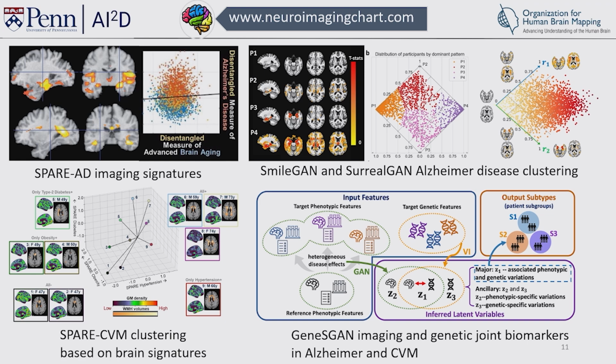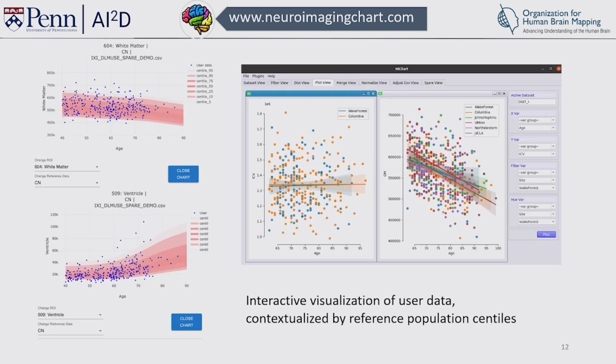And finally, in NiCHART, we've included GeneScan, and this is a method for imaging and genetic joint biomarkers in both Alzheimer's and CVM. And so what this means is that you can upload SNPs as well as images and get these really nice biomarkers for your own subjects. And then finally, as an added component, we have normative modeling. So this is interactive visualization of user data contextualized by reference population centiles. And this is included for any imaging metrics extracted by NiCHART, as well as AI-based biomarkers. And so what this lets you do is upload your own data and see, oh, my subject is the 99th percentile for SPARE-AD, and maybe that's something that you are interested in.